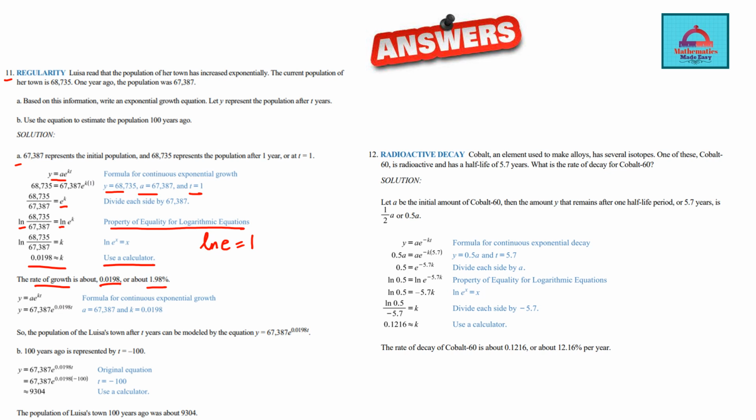Okay, so you got your k, and now let's put everything back once more in the first equation we started with. Part A had asked you to write an exponential growth function, and that you will use as y. So the formula, again, we are writing one more time for growth. K is positive because it's growth. You put the value of A, which was the initial population given to you, K, which you have got here in the decimal form, and T.